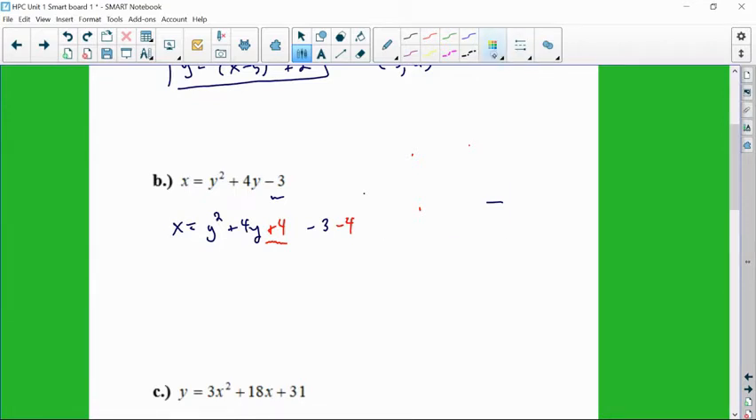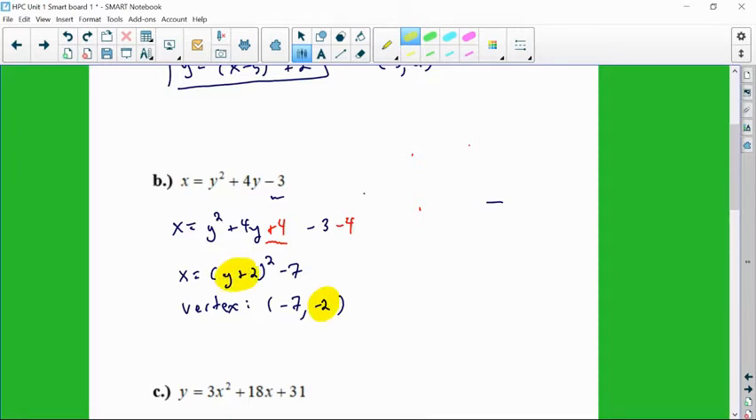So we factor the first 3 components. x equals quantity y plus 2 squared, and then negative 3 minus 4 is negative 7. Now be very careful if I asked you what's the vertex, because even though it's x equals, the x and the y are still in the same positions in terms of naming a point. So the vertex is actually (-7, -2), because this negative 2 is a y component that makes that value equal to 0, and the negative 7 is an x component. So it's still x comma y. It just appears differently in the actual equation because it's a parabola that's not a function.